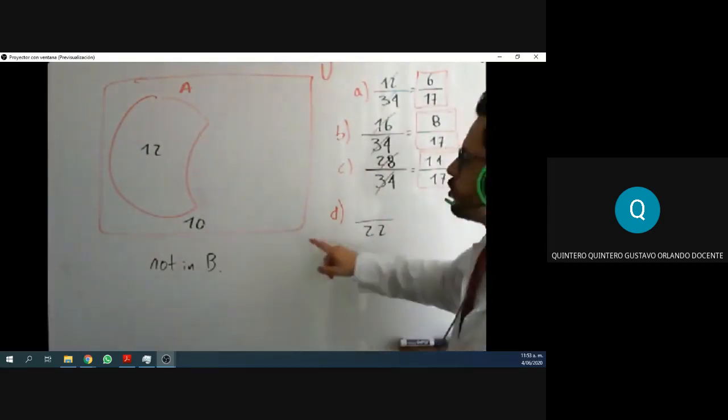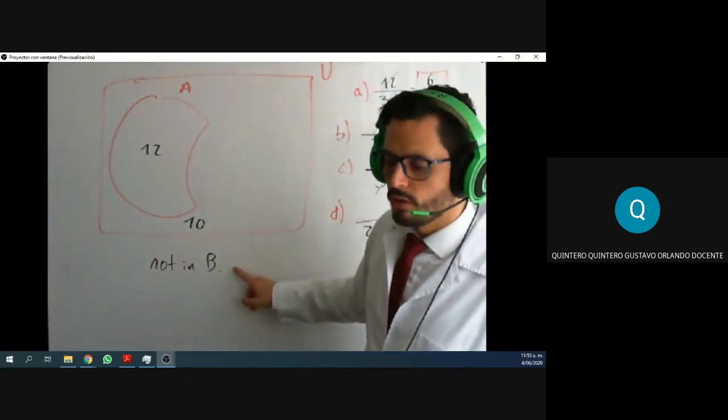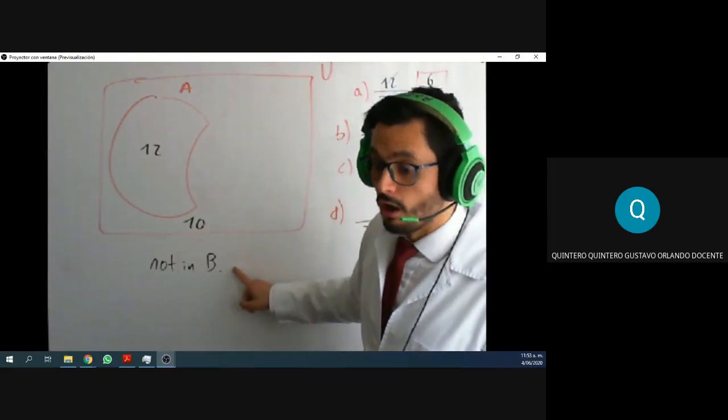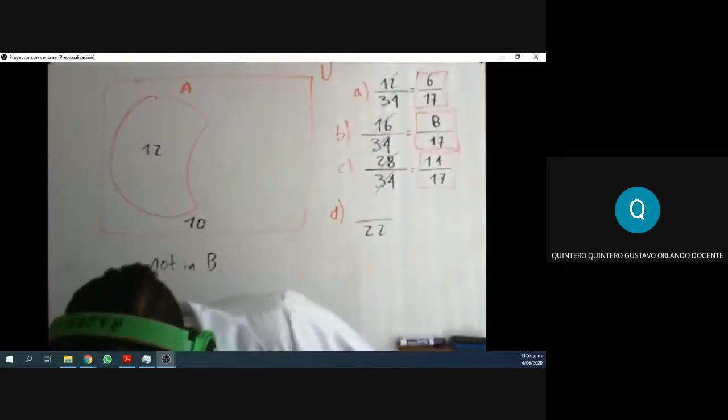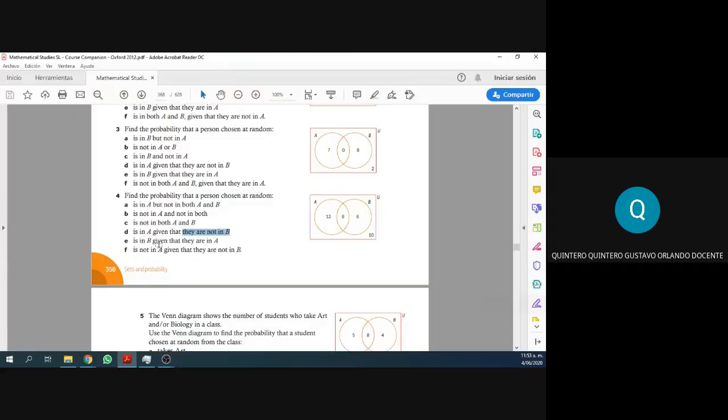Now, out of those 22, how many are in A? That was the question, right? Let's take a look at this. That was the question. Look, how many are in A? That is the success. Sure, it has a condition, but we just did the condition. We just reorganized the diagram for the condition. So now all we have to do is answer this question.